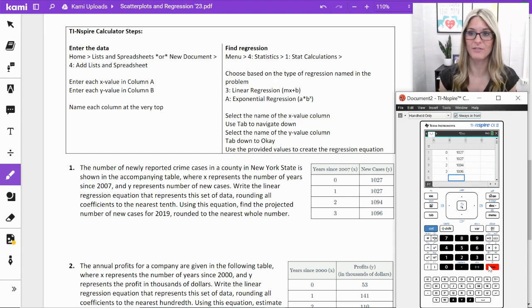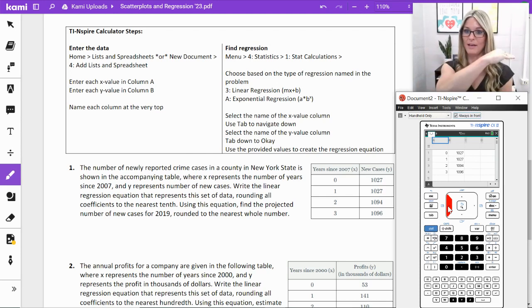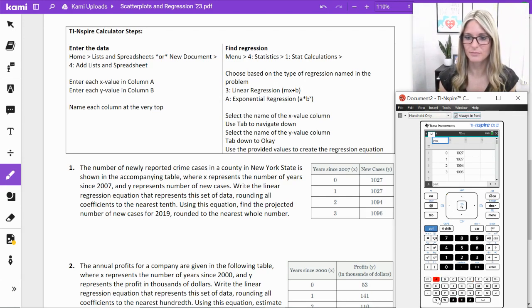Name each column at the very top, next to your letters up here, not in the equals row. So we have A, B, C, D across the top. That's where we're going to name them. Below that is an equals row, not there. And then we have our data. So in the letter boxes, my first column was years since 2007, so I'm going to call it years. In a minute, the calculator is going to ask us which column we want. So that's why we need to label them.